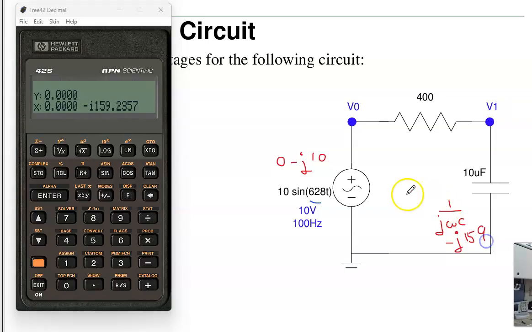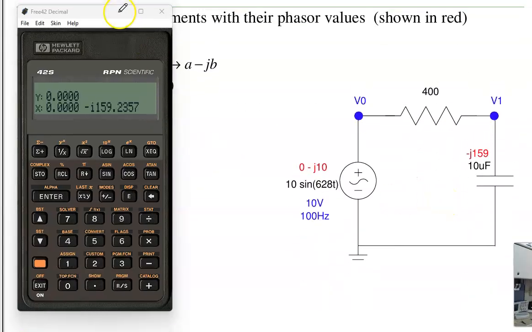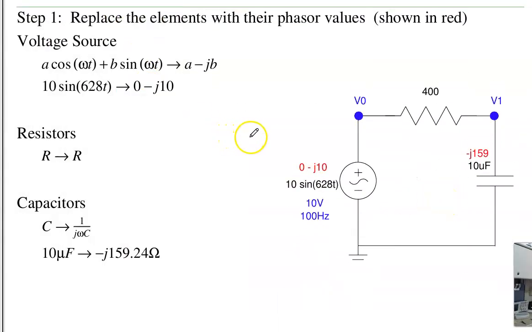Now we can analyze just like we did before. V0 is a voltage, except now it's complex. 0 minus j10, 400. The capacitor is minus j159. Now just write your node equations. The node equation would be, or 2 equations for 2 unknowns. I know that V0 is minus j10. That's one equation. The second equation, V1, the current left and current down add to 0.